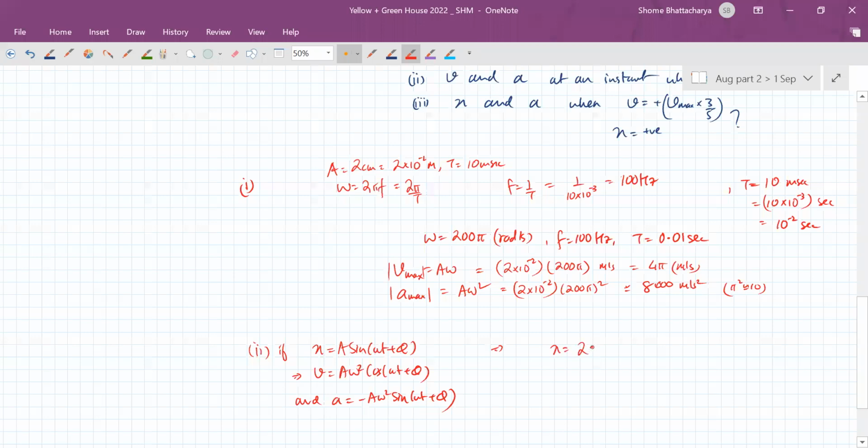So in general over here, x is 2 centimeters into sine of 200 pi t plus some phase constant. V is 4 pi into cos of 200 pi t plus the same phase constant, in meters per second. And acceleration is, or we can just write acceleration as, minus omega square x at any instant.